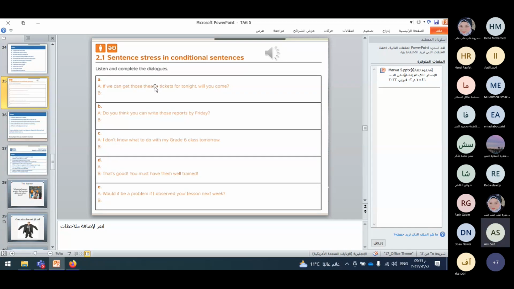It may be the modal can. No, no, no. If, yes, it's if. The word if.